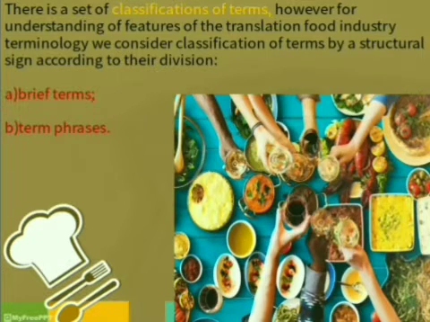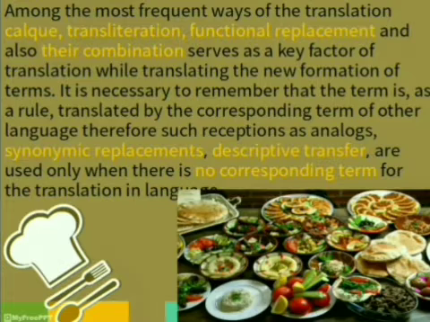There is a set of classifications of terms for understanding the features of translating food industry terminology. We consider classification of terms by structural sign according to their division. There may be brief terms and term phrases you may come across. How to translate them? Which methodology to choose to give the meaning? Looking at the screen, you cannot imagine how these foods are called. Among the most frequent ways of translation are calque, transliteration, functional replacement, and their combination, which serve as a key factor while translating the new formation of terms.